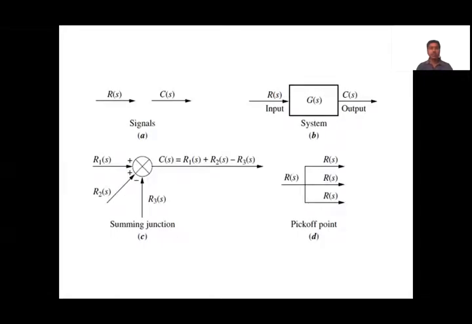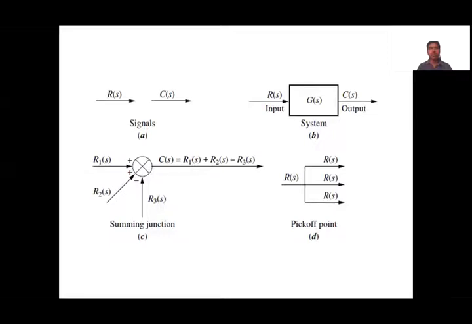So, see the first figure A shows the signals. In general, any block diagram has one input signal and one output signal. Of course, a multiple input, multiple output system will have a number of inputs and outputs. But in a single input, single output system, we have one input signal and one output signal.